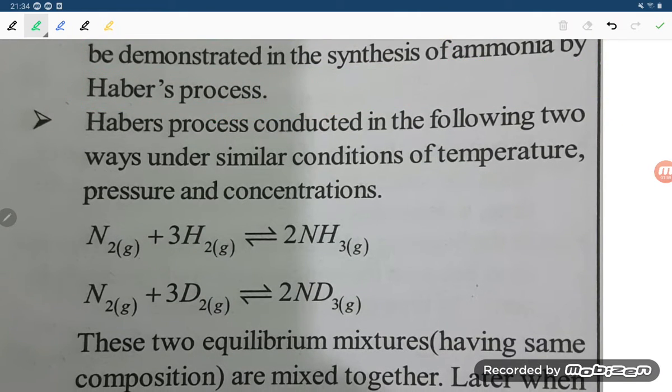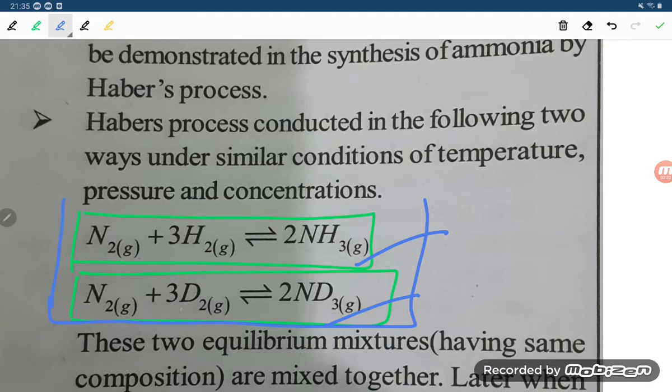In the preparation of ammonia we can easily understand dynamic equilibrium. Two experiments are there. First one is N2 plus 3H2 equal to 2NH3, and second one is N2 plus 3D2 giving 2ND3. In one, heavy hydrogen is taken, and in the other, normal hydrogen. For the first we have K1 and K2, and for the second we have Ka and Kb.